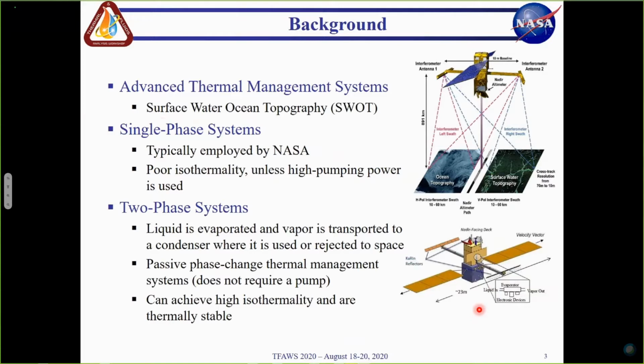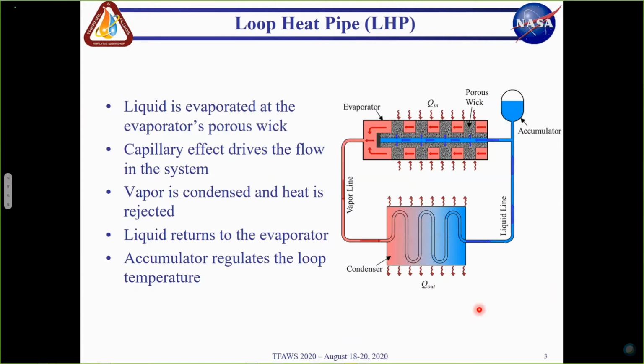On the other hand, for a two-phase system, liquid is evaporated, absorbing the heat from the electronic devices, and the produced vapor is transported to the condenser. The two-phase system is a passive phase change thermal management system, and these systems do not require any pump. It can achieve very high isothermality as it only works with the latent heat.